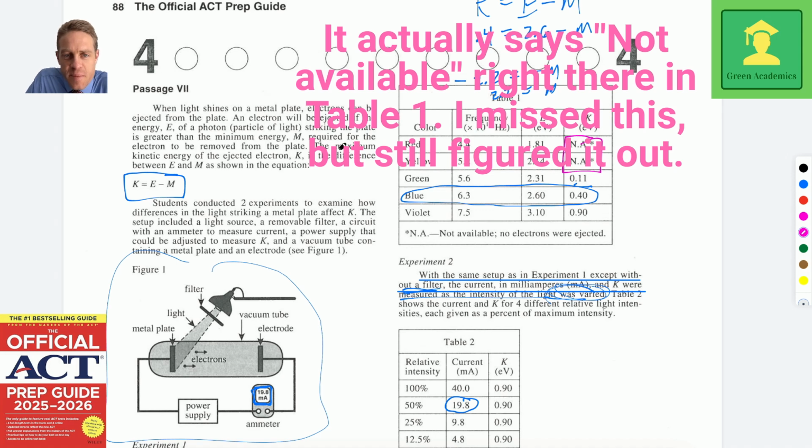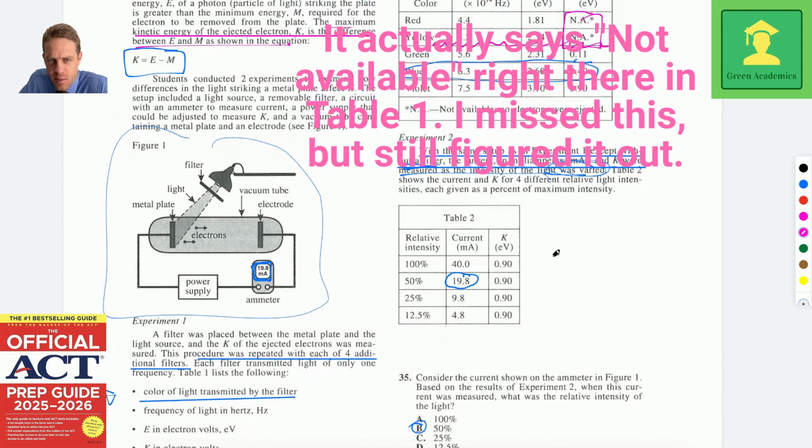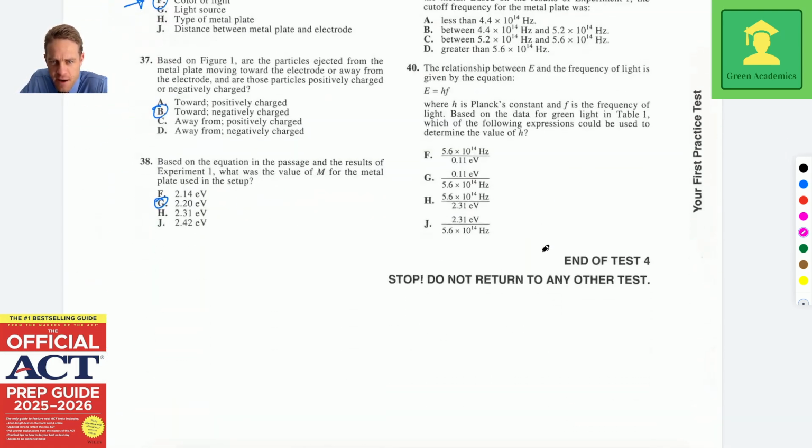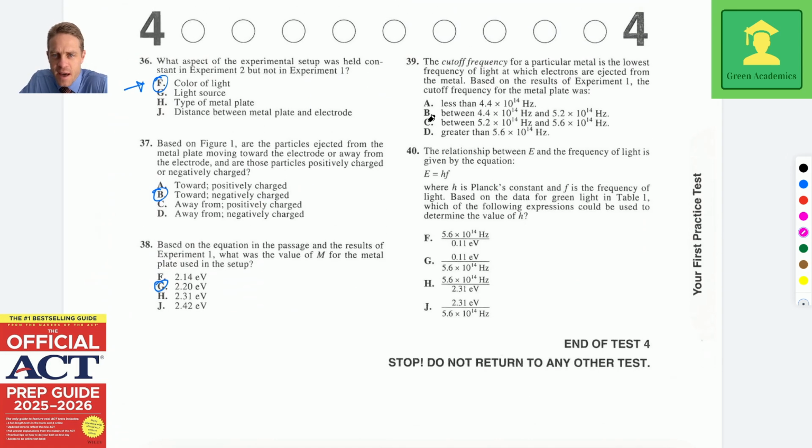Oh, I see. Now, looking back at the words, right, the maximum kinetic energy of the ejected electron K is the difference between. But if they say not applicable, that's implying that there were no ejected electrons. So the answer must be somewhere between 5.2 and 5.6 times 10 to the 14th. Yeah, it must be this.